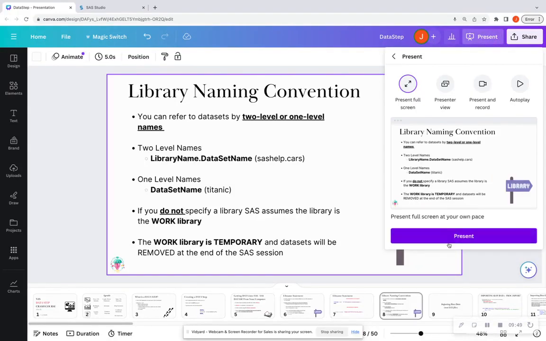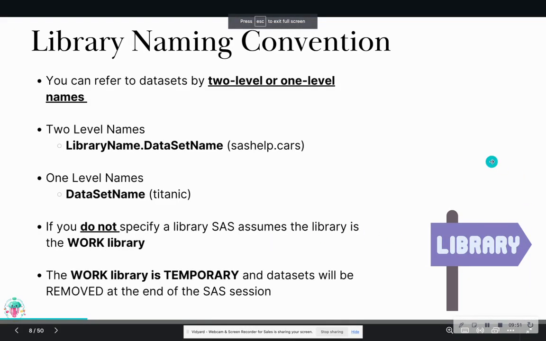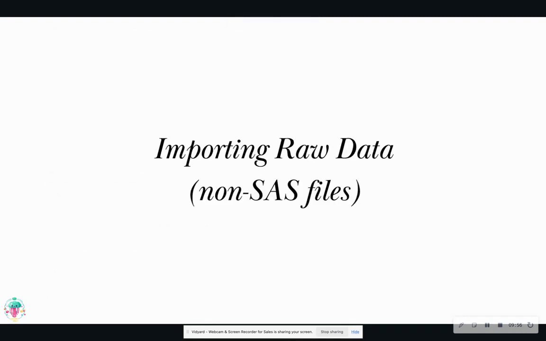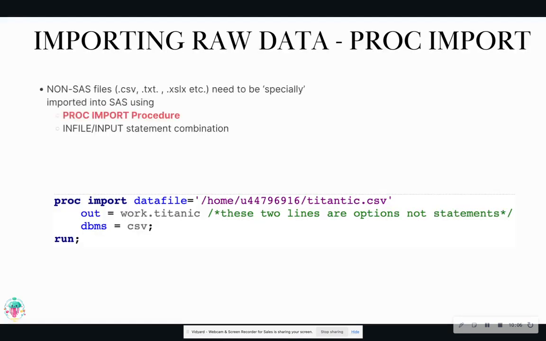All right, so now we talked about how to get already existing SAS data sets into SAS and what libraries are. But what if you don't have SAS data? What if you have CSV files? What if you have Excel files? What if you have text files? All of those great files. How can you get those into SAS?